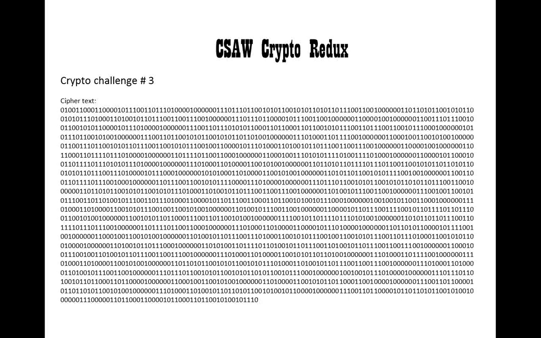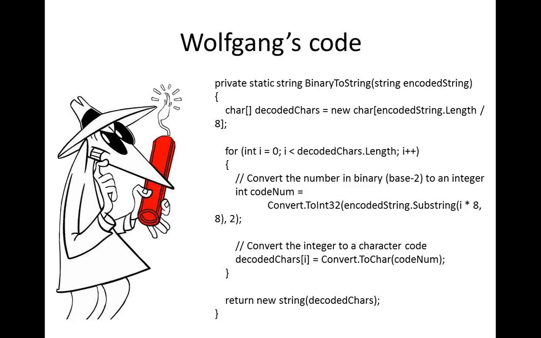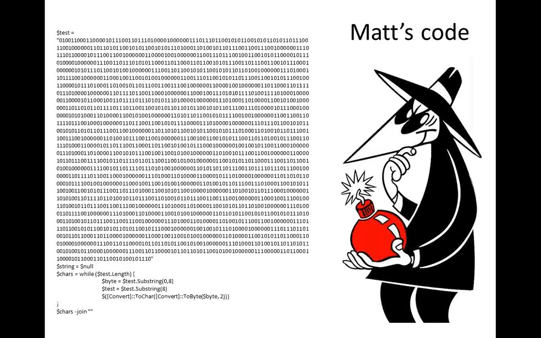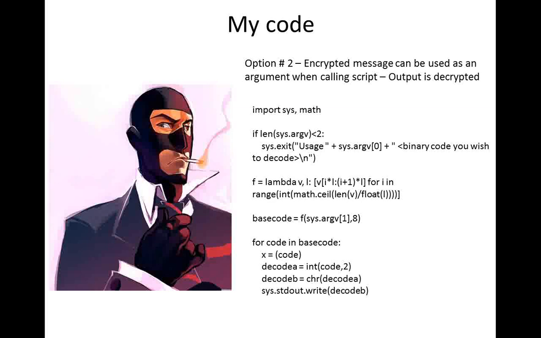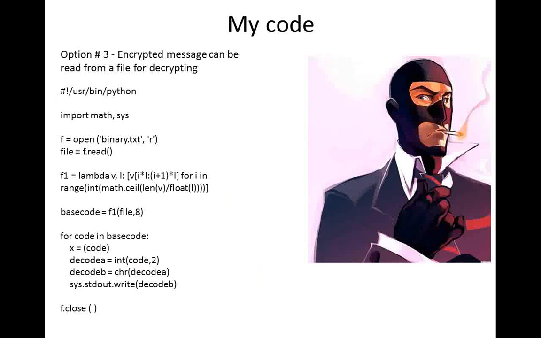And here's the binary. There's the answer we've all seen. There's Wolfgang's code, Matt's code, and there's my code. The one that I hadn't learned about yet was the lambda function, and I still have yet to dive into that for other reasons, but I was able to use that through all three of the scripts for the binary and had to use a different method to output the information. First turn into integer and then get the character. And then there's the third one where it reads from the text file.